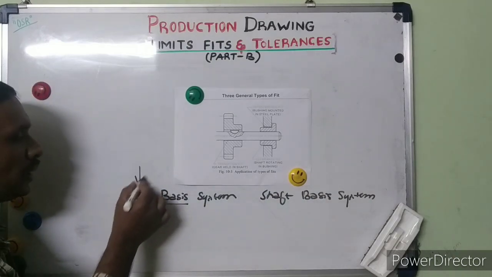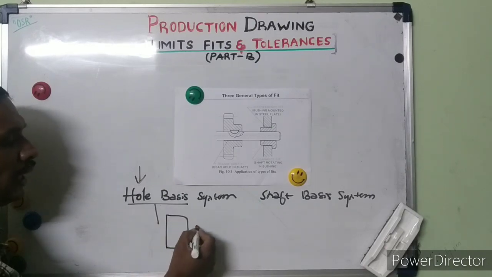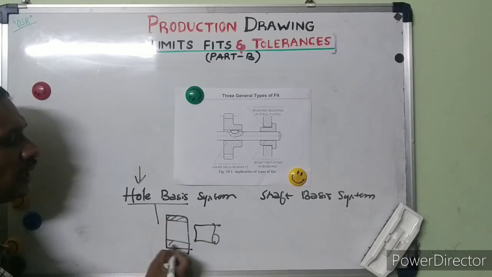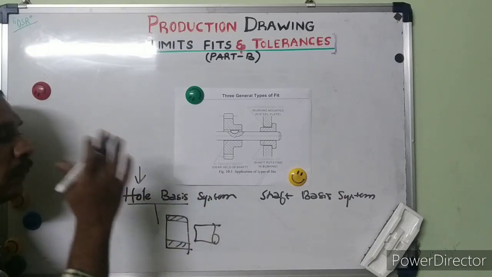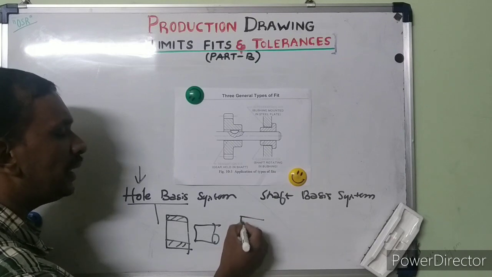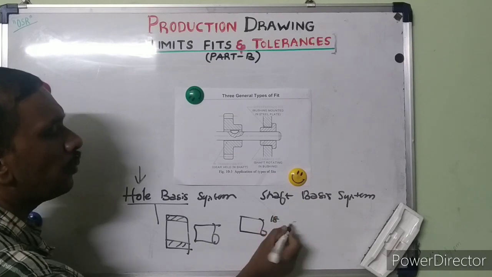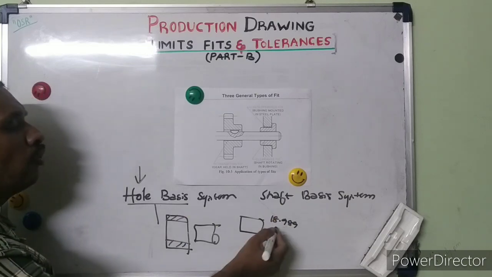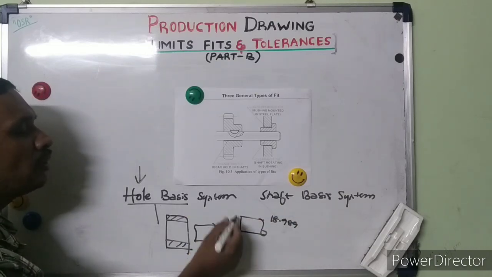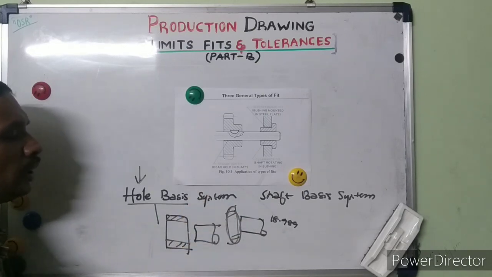In general, we use the hole basis system. Why? The reason is the hole size can be fixed and we can easily change the shaft size. Shafts can be turned to different sizes, so they are easily obtained. But in practice, what happens if you want an exact hole size, for example 18.989 or something? To get to the micron level is difficult. It is very difficult to actually get the size of the hole. That is the reason we use the hole basis system.